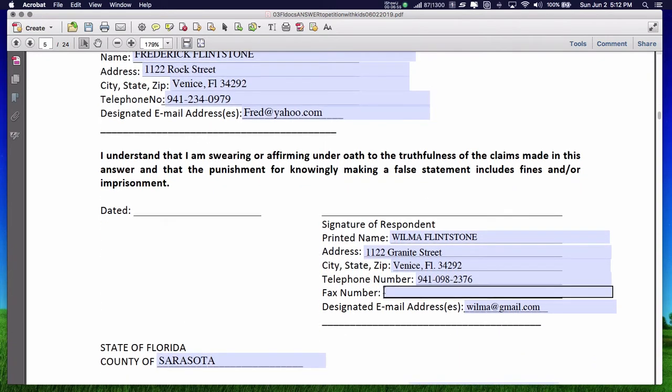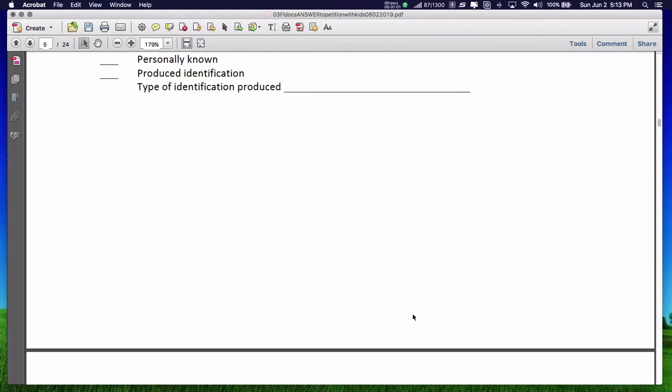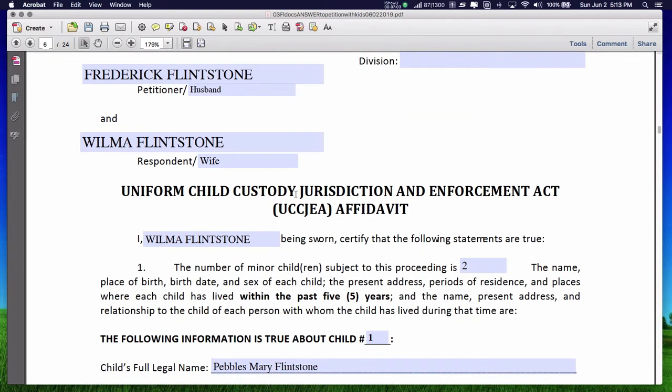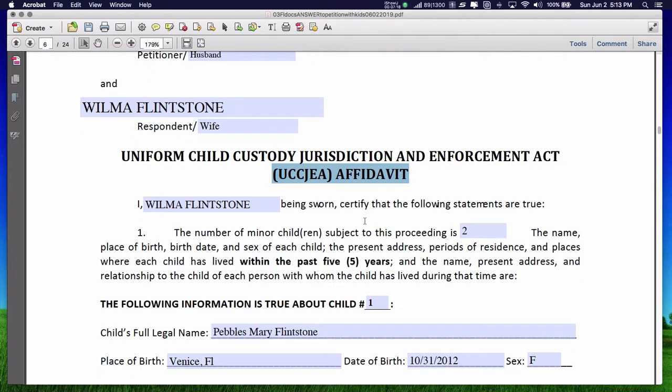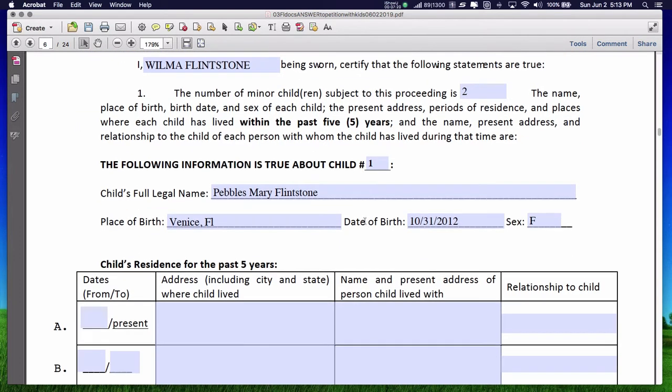All right. If you've got a fax number, you can put it here. I usually don't bother. Everything else is already filled in, except for the UCCJEA and the financial affidavit. We need to go through those real quick. This form here, the court system needs to know if there's any other pending cases, child support cases, cases in another state having to do with the children. The court system wants to know where your children have lived for the last 5 years.